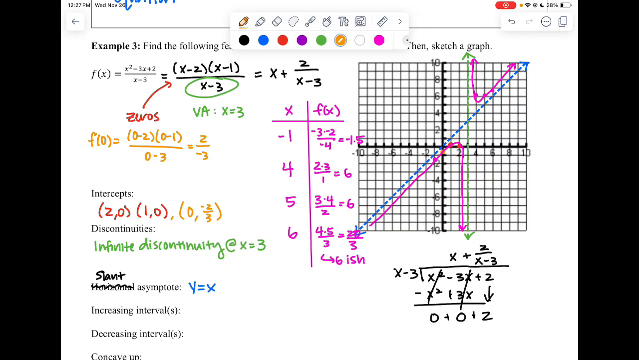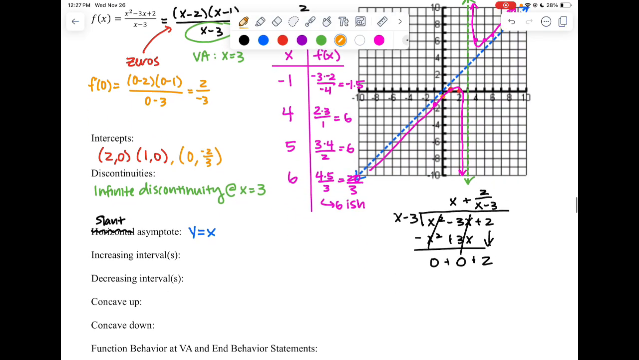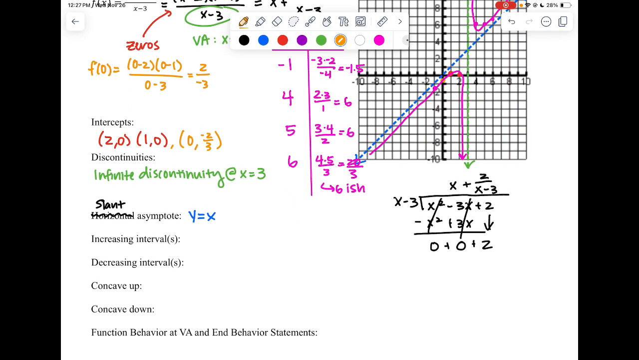Now that we have at least a graph, we're going to come up with a couple of different intervals of increasing, decreasing, concave up, concave down, and then our function behavior. For increasing intervals, we're looking to see where we are going uphill. Now, here's the deal.